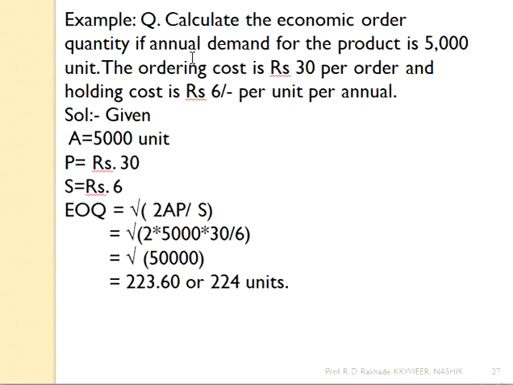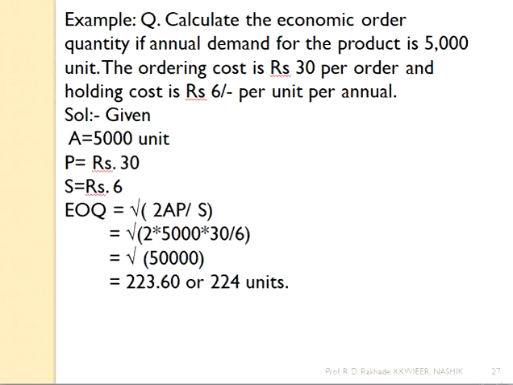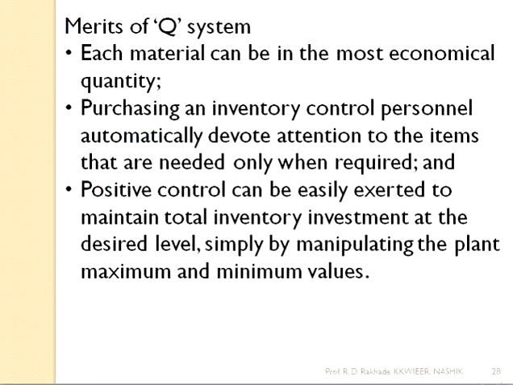So we take a simple example for clarification. Calculate the economic order quantity if annual demand for the product is 5,000, order cost is 30 per order and holding cost is 3 per unit annually. According to the given, A is 5,000, P is 30, and S is 6. After calculating we get the economic order quantity, that is 224 units, which means minimum inventory cost for that lot size.